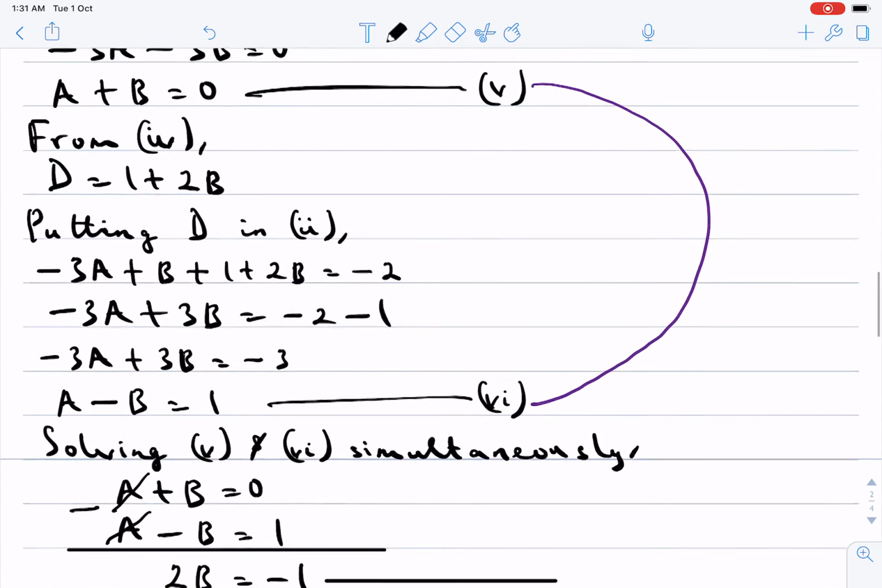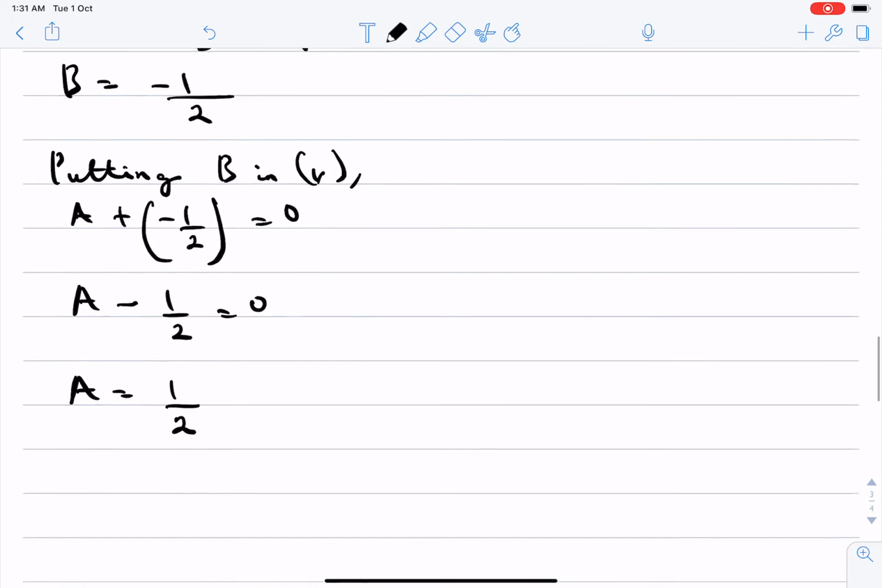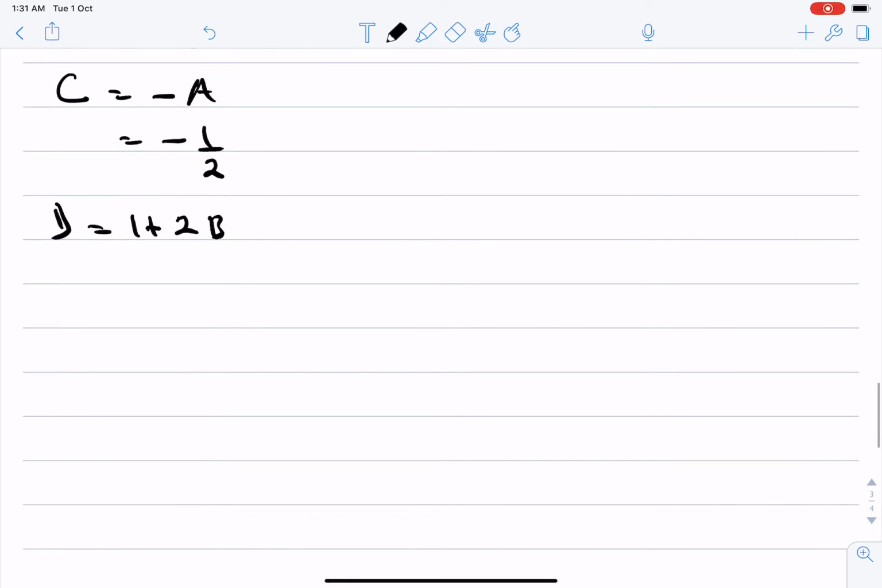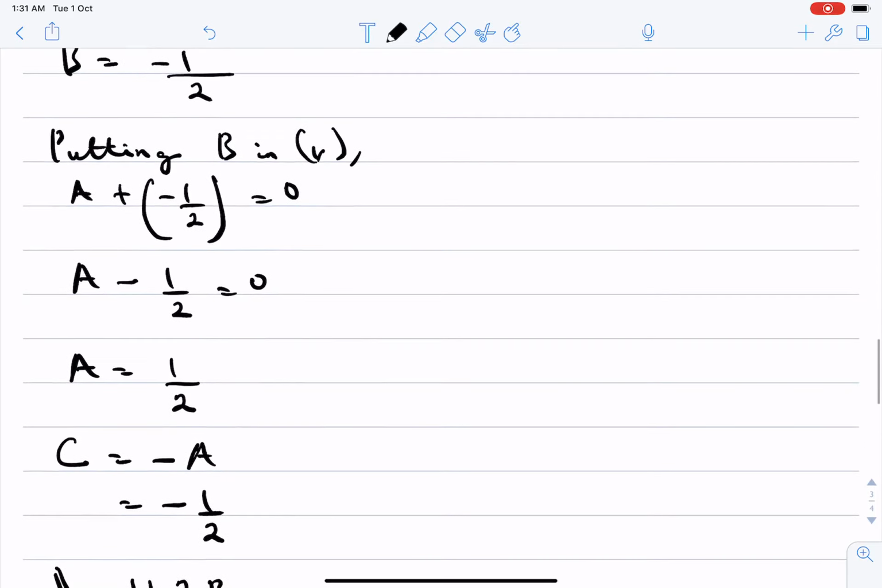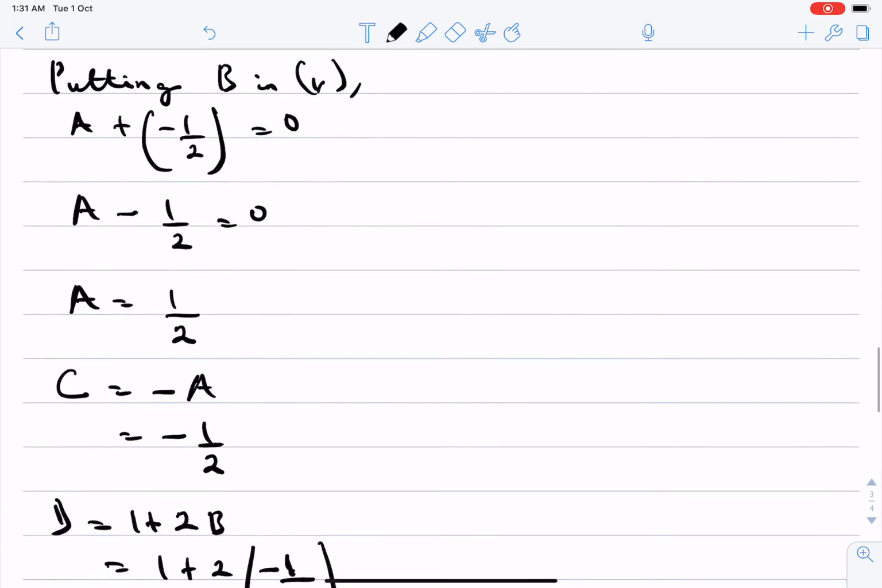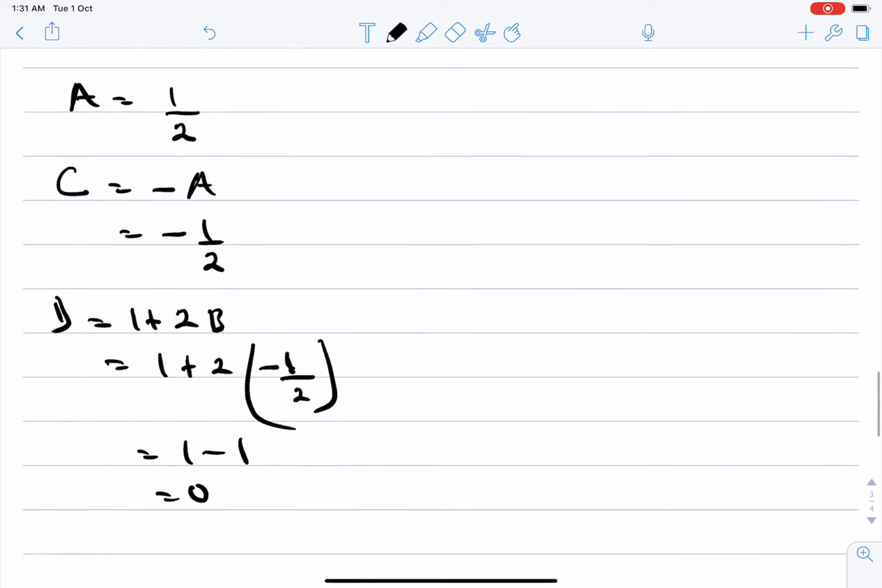Now, we know c is minus a. C equals minus a, which means minus 1 over 2. And d is 1 plus 2b, which means 1 plus 2 times minus 1 over 2, which is 1 minus 1. And that's 0. So we have the values of all of the constants.